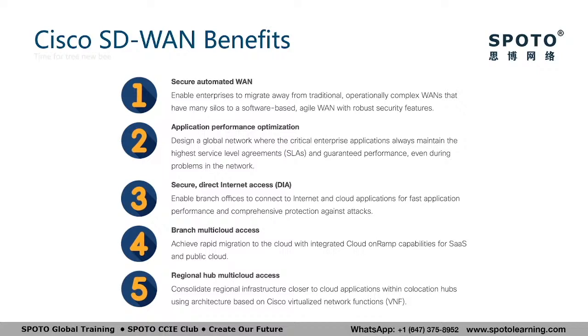So Cisco SD-WAN's benefits. This is the information from Cisco explaining Cisco SD-WAN benefits. This just emphasizes why use the Cisco SD-WAN solution. Like the first reason over here is secure automated WAN. Secure and automated, which means simple and secure. Application performance optimization. So application performance is optimized and guaranteed.